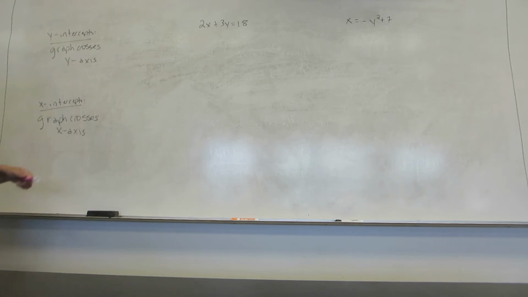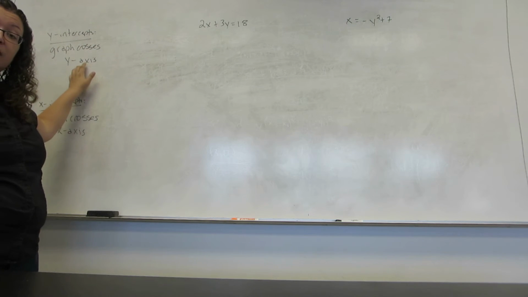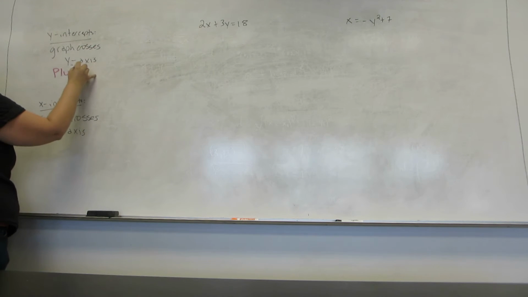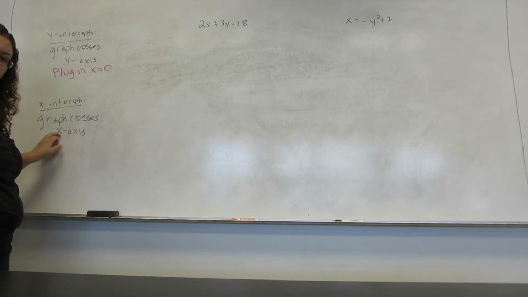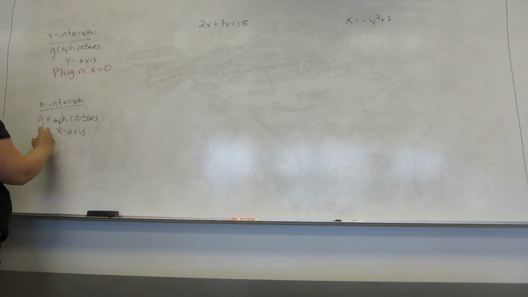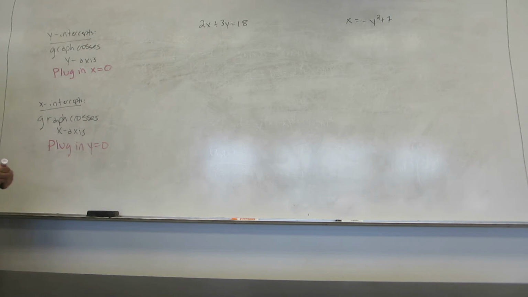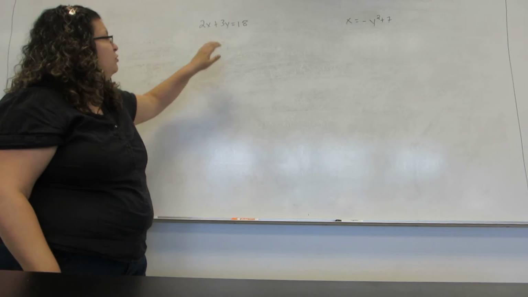If you think about it, when a graph crosses the y-axis, every point on the y-axis has something in common. Namely, they all have an x-coordinate of 0. So to find y-intercepts, we're going to plug in x equals 0. Similarly, x-intercepts, our points on the x-axis, all have something in common. They all have a y-coordinate of 0. So to find them, we're going to plug in y equals 0. Notice, to find x-intercepts, we plug in a y. To find y-intercepts, we plug in an x. Don't let that confuse you about which one's which.